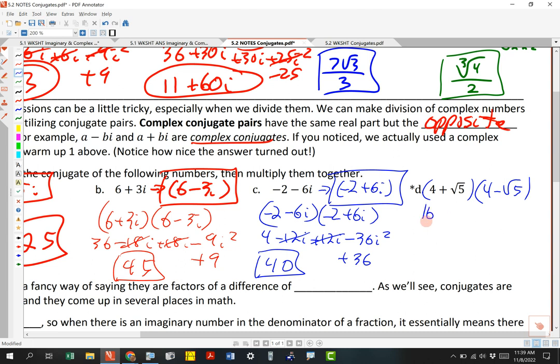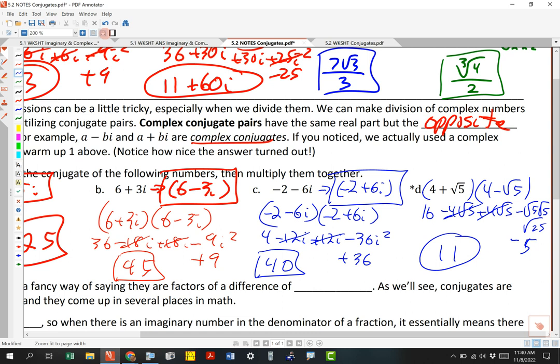So this is going to be 16 minus 4 radical 5 plus 4 radical 5. And then this is going to be a minus radical 5 times radical 5. Radical 5 times radical 5 would be radical 25. So this is just a minus 5. What happens to those middle terms? They cancel each other out. So I've got a 16 minus 5. So I end up with an 11.